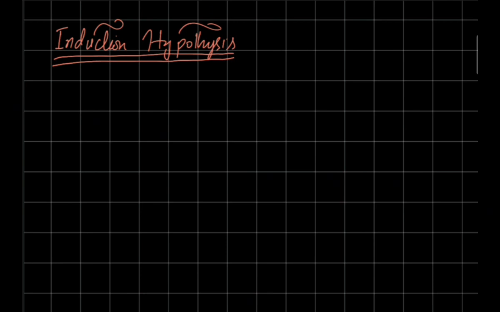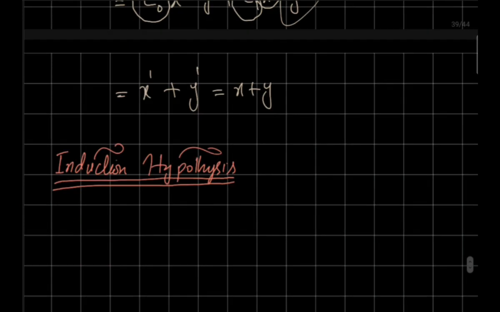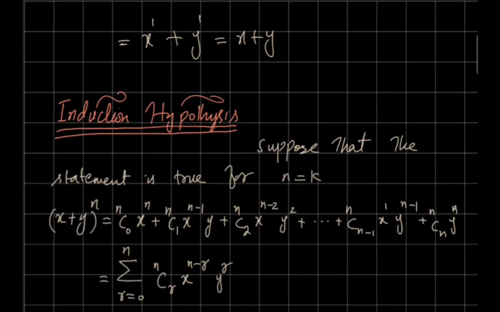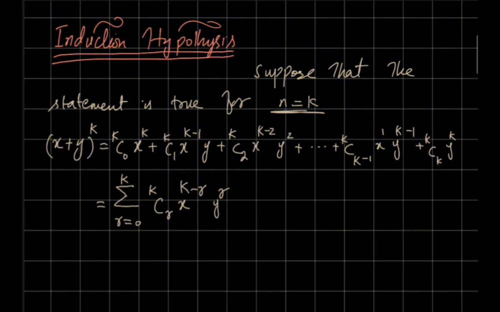Now we will move towards the second step of mathematical induction. This step is called the induction hypothesis. In this step, we will assume that our statement is true for n is equal to k. So we will write the same statement here, but we will replace n by k. We have assumed that the statement is true for n is equal to k.